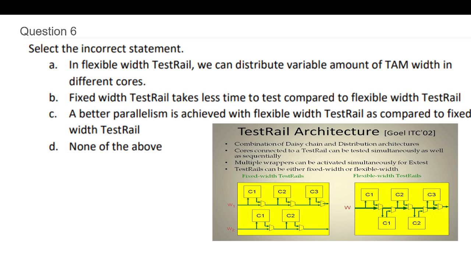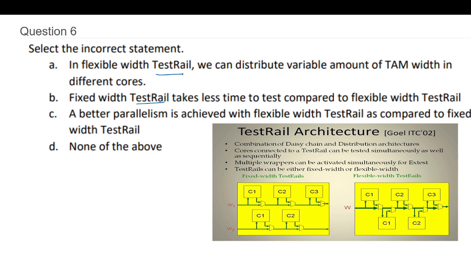Next question, select the incorrect statement. This is related to the test rail. So just from the slide, test rail architecture is a combination of daisy chain and distribution architecture. Cores connected to test rail can be tested simultaneously as well as sequentially. Multiple wrappers can be activated simultaneously for test. Test rails can either be fixed width or flexible width.